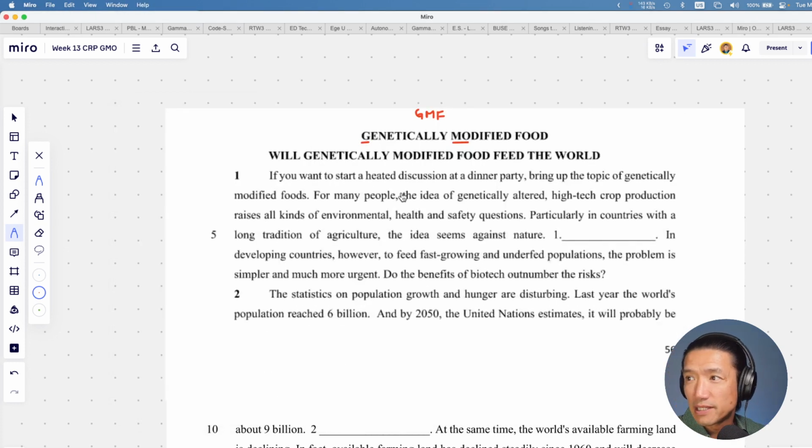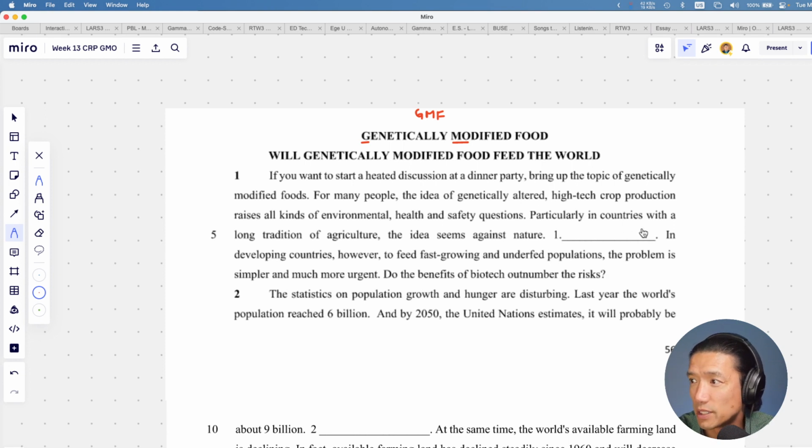Words. Okay, well, genetically modified foods feed the world. Well, they already are. Not the entire world, large parts of it. If you want to start a heated discussion at a dinner party, bring up the topic of genetically modified foods. For many people, the idea of genetically altered high-tech crop production raises all kinds of environmental, health, and safety questions, particularly in countries with a long tradition of agriculture. The idea seems against nature.